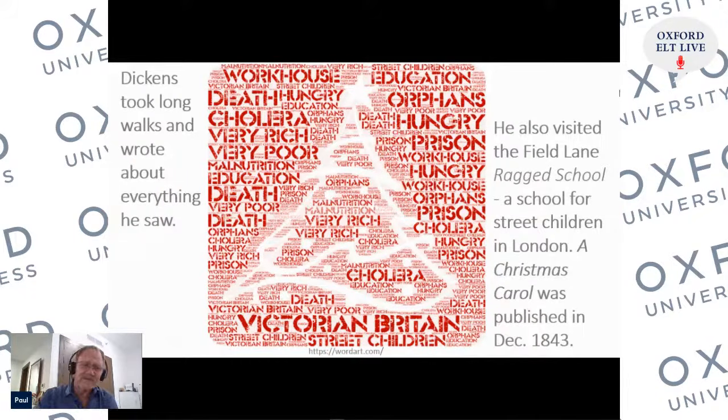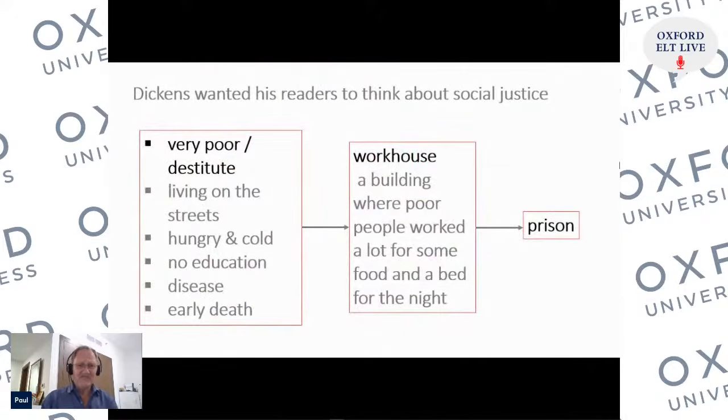He took long walks around London. He visited different cities in the country and wrote about everything he saw. At the height of imperial Britain, he saw a lot of poverty, a lot of disease, people cramped in very bad living conditions, and he wanted to make a social comment about what was happening. As many more people left the land to go and live in cities because of industrialization, there was a huge price to pay. And he wanted his readers to think about social justice.